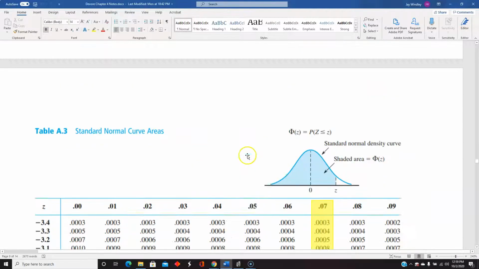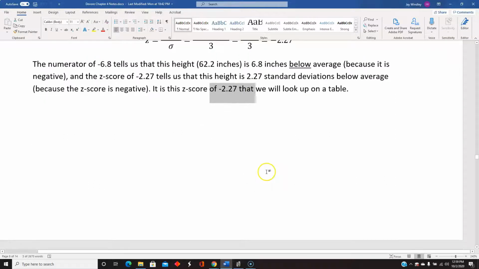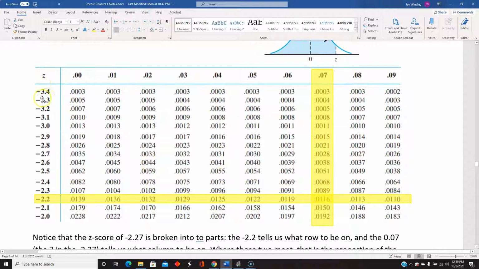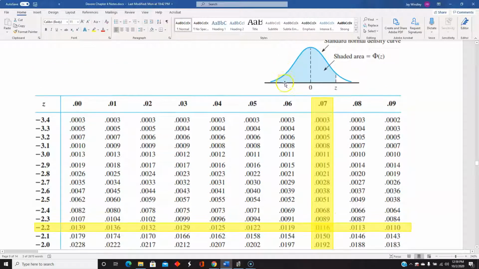We're trying to look up a z-score of negative 2.27. So we find the row for a z-score of negative 2.2, and then the column for .07. The negative 2.2 and the .07, that combined is a z-score of negative 2.27. And where those intersect is our probability, 0.0116, meaning about 1% of the normal curve. So a z-score of negative 2.2 would be down here somewhere. And so this 0.0116 is telling us that about 1% of the normal distribution is below a z-score of negative 2.27.